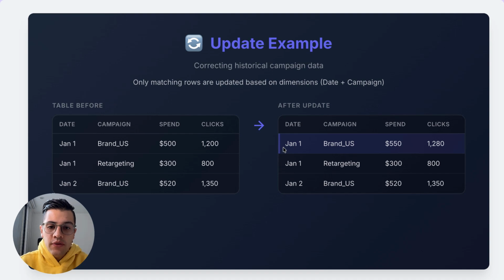And you can see that highlighted is the row that we changed, the first one. The reason why it changed is because the dimension date and the dimension campaign are the same, but the metrics, the spend and clicks, changed. So the spend went from $500 to $550, and the clicks went from 1,200 to 1,280. So that's why we only updated that row.